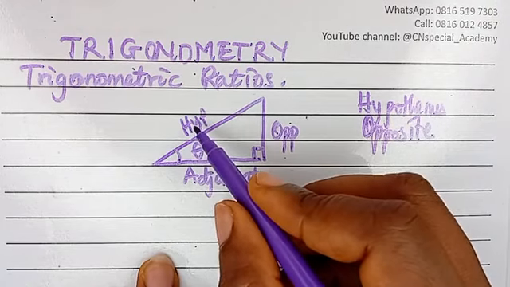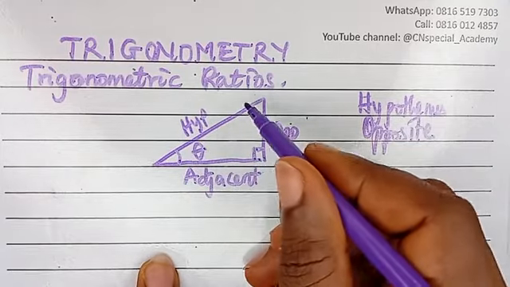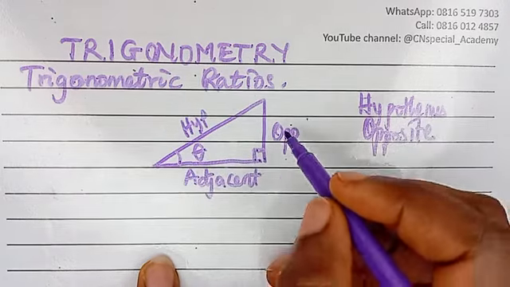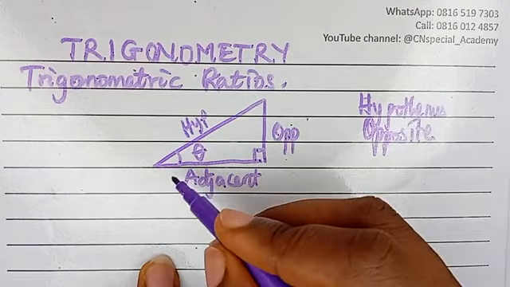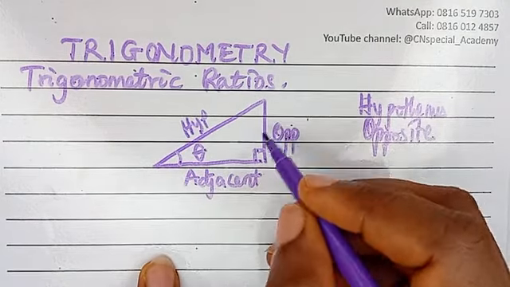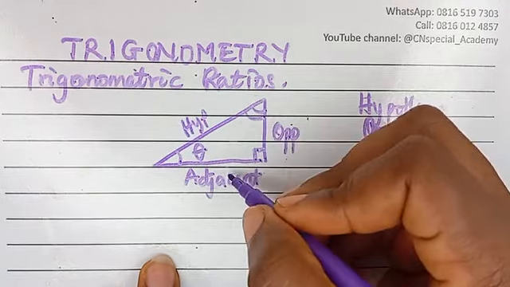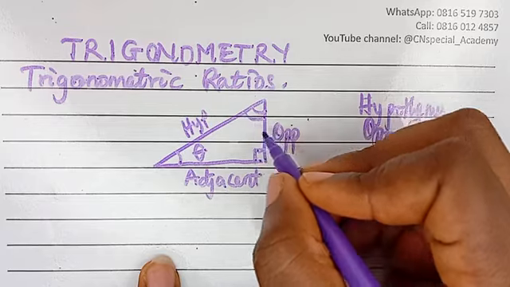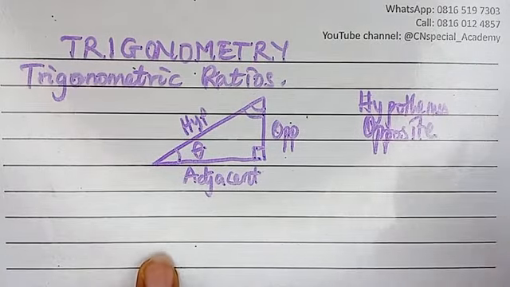This side, the hypotenuse, does not change for any reason. It's always that side of the triangle that is opposite angle 90. But the opposite or adjacent might change depending on the angle being considered. As we consider this angle, this becomes the opposite and this the adjacent. When we consider this other angle, this side becomes the opposite of the angle, and this side, the remaining side, becomes the adjacent of the angle. So that is the important thing to note.